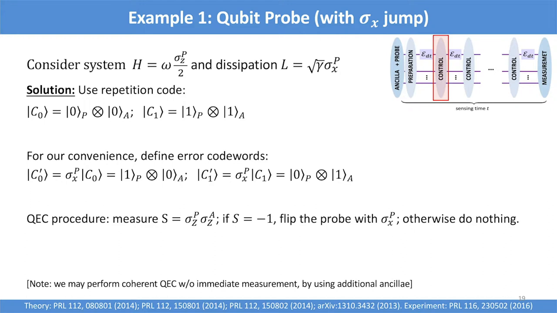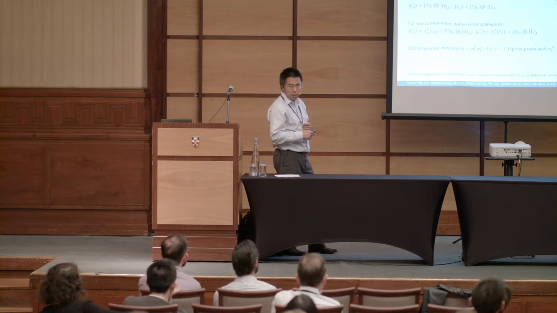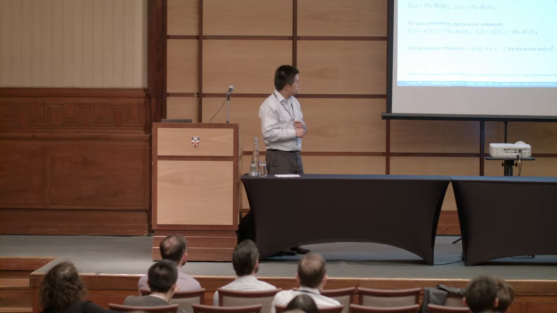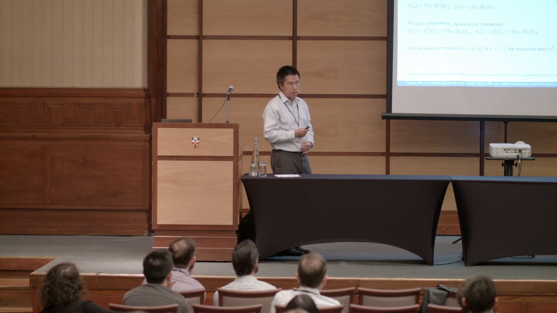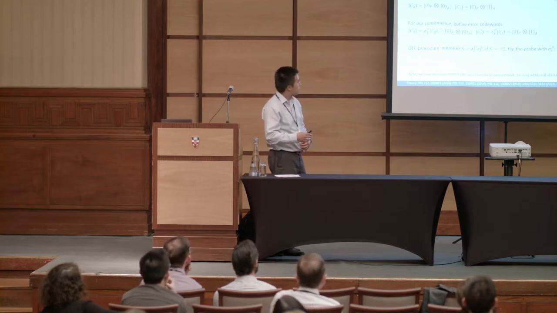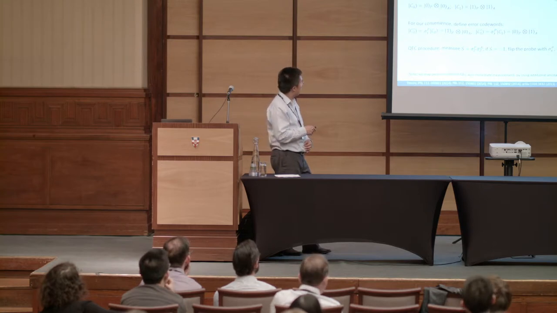And then in the presence of a bit flip of your probe, it will map this logical space to your error space, right? But you can detect such a bit flip by measuring the product of Pauli Z of the probe and ancilla. If that value is minus one, it signals there must be a spin flip of the probe. And what you do is just undo the flip and continue. So by doing this, you can detect the probe's spin flip, and if you do it frequently enough, you will make sure that you always stay in this logical space most of the time.